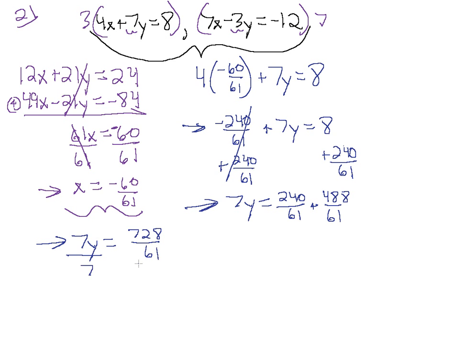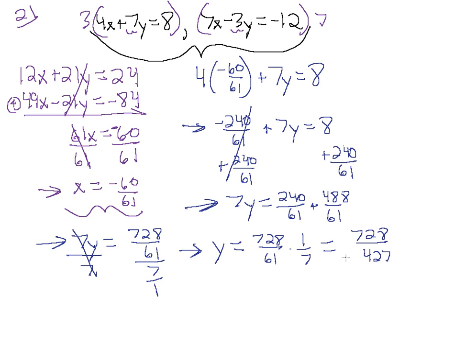Let's go ahead and divide both sides by 7. On this side, we'll make it 7 over 1. Those two terms will cancel, just giving us y on the left-hand side. So we have 728 over 61. We're going to flip 7 over 1 and multiply, so we have 1 over 7, which will give us 728 over 427. Okay, so it ain't pretty, but it's the answer.